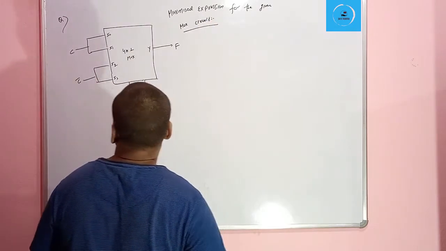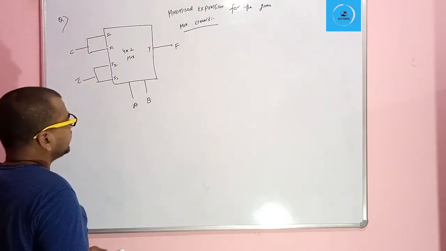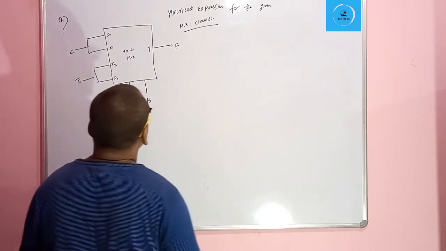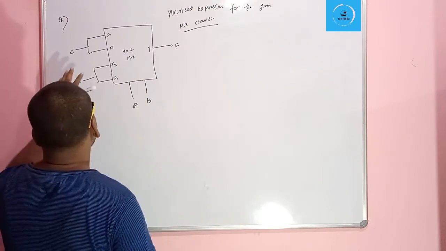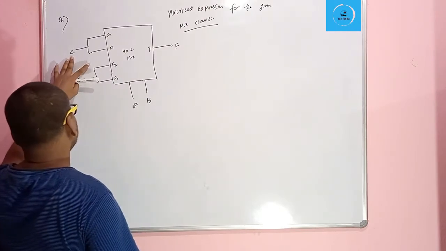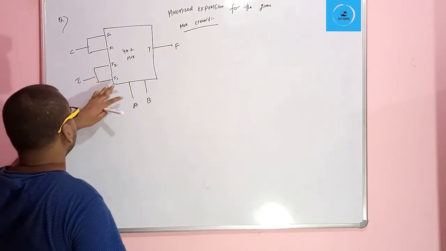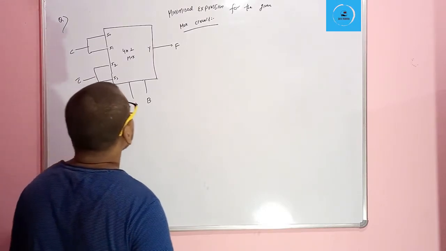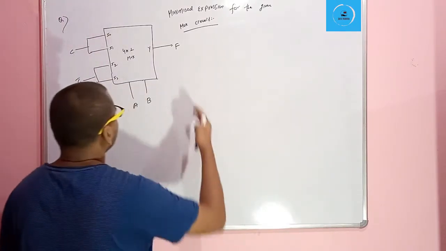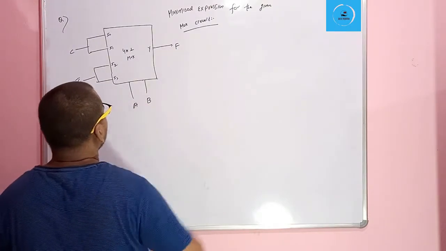So this is the 4 to 1 mux that is given. Here the output is Y, and the inputs are I0, I1, I2, I3, where in I0, I1 we are feeding the input signal C, and in I2, I3 we are giving the input signal C bar. So we have to find the Boolean expression, or minimized expression, of the output F.